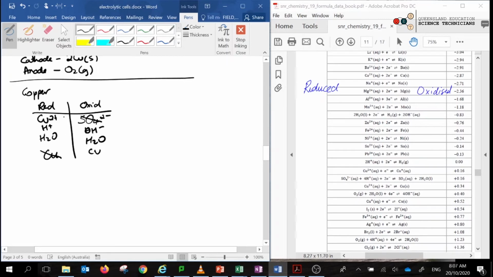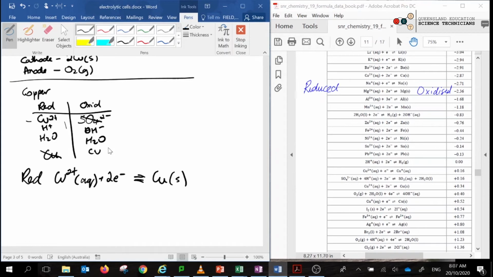So on our reduction side, we've still got the 3 that we would have had normally. So we know from previously that it's going to be the copper 2 plus, so our reduction is going to be our copper 2 plus plus our 2 electrons to make the copper solid. And on the oxidation side, then we just need to look at the values again. So our copper solid is our positive 0.34. Our water is positive 1.23. And our hydroxide is 0.4.